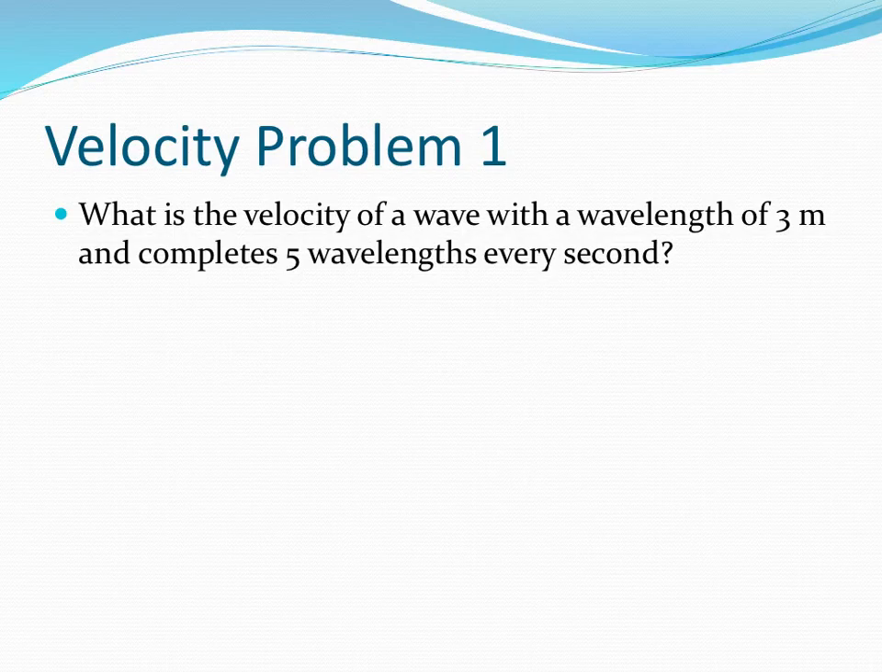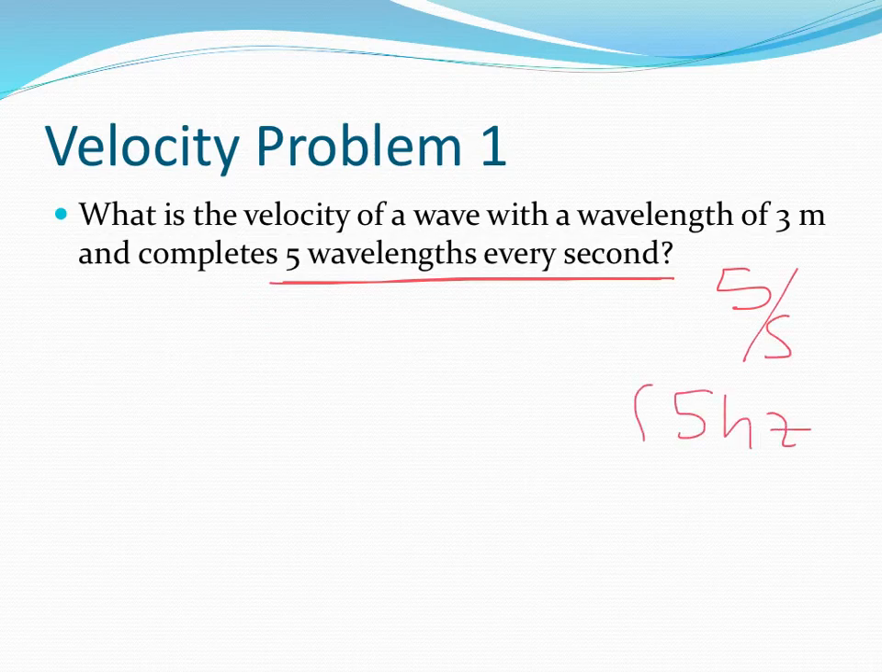just to also get some more practice with identifying frequencies and things. So what is the velocity of a wave with a wavelength of 3 meters, and it completes 5 waves every second? Okay, this part right here should communicate to you frequency. It's 5 waves per second, or 5 hertz. Okay, and then our length is the 3 meters.